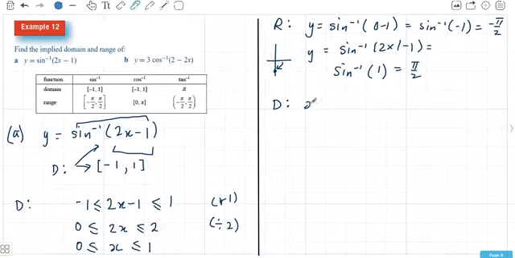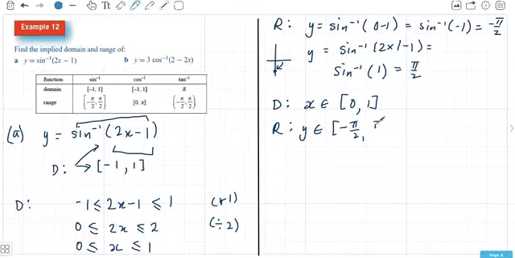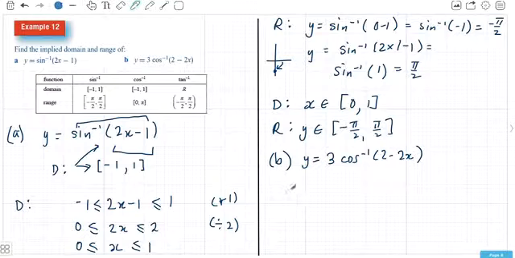So our domain is x between 0 and 1, and our range is y between -pi on 2 and pi on 2. For B, this one here is to do with cosine. So we're going to do a similar thing again with the inverse cosine here. You can see that you've got here this 3, which is going to actually change the amplitude, change the range for the function. Okay, we'll do the domain first.